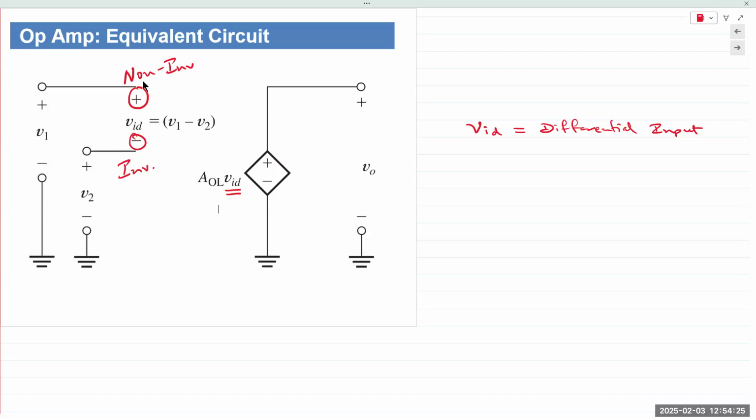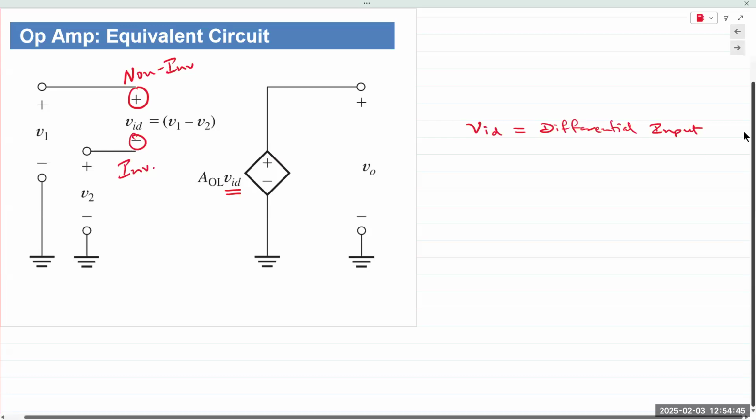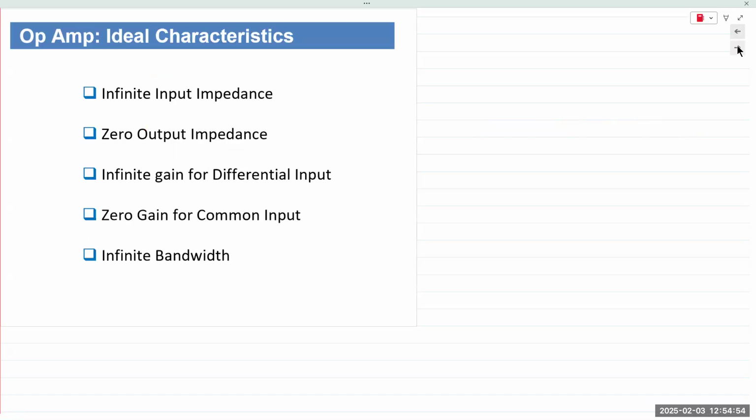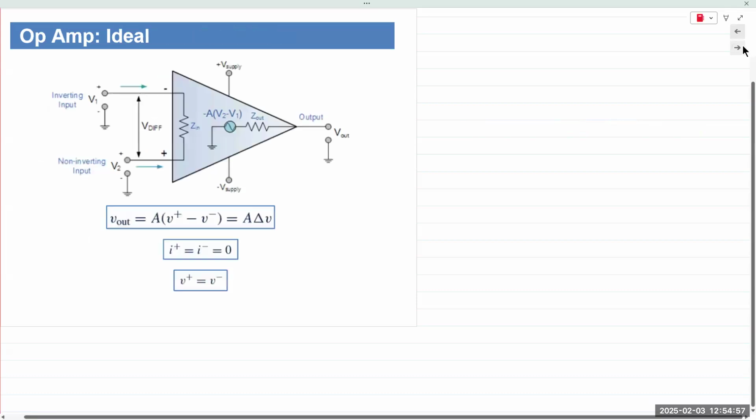So next slide, I simply summarized the properties. Any questions so far? Okay. So this was just a summary of what I wrote out earlier. All right, again, with ideal op-amp.